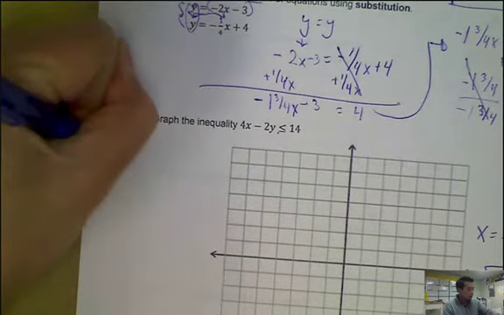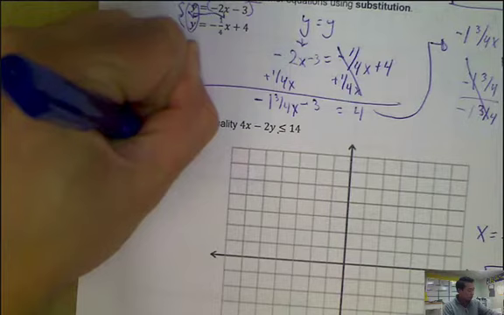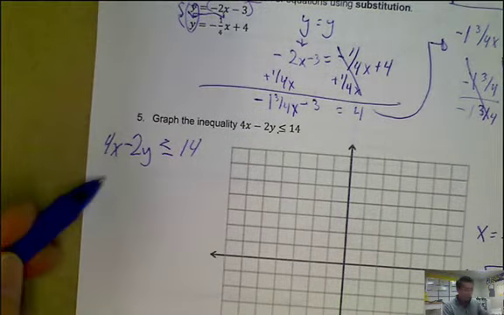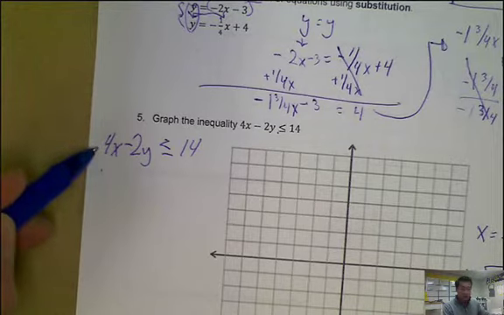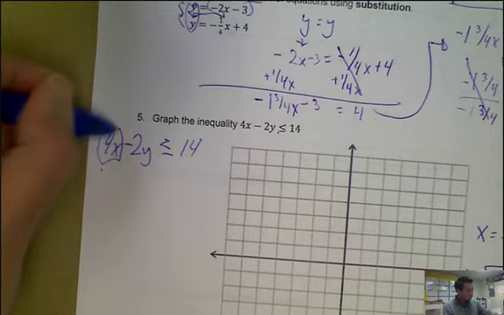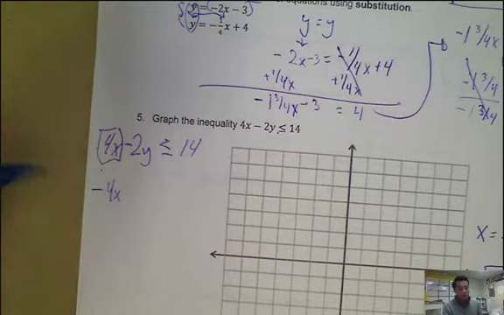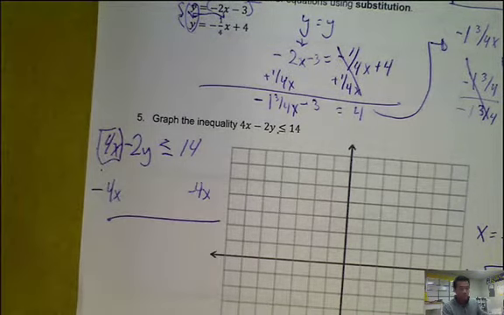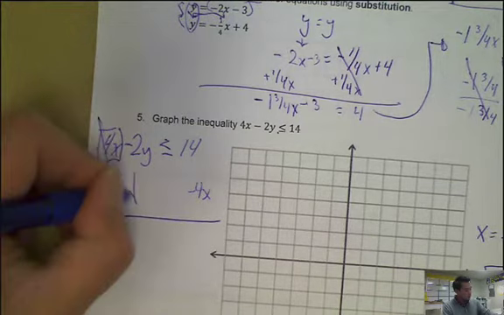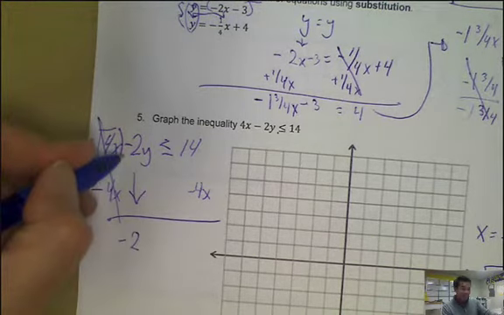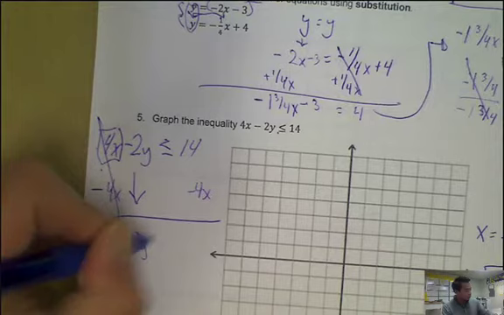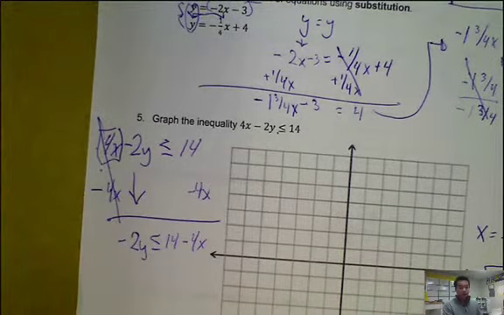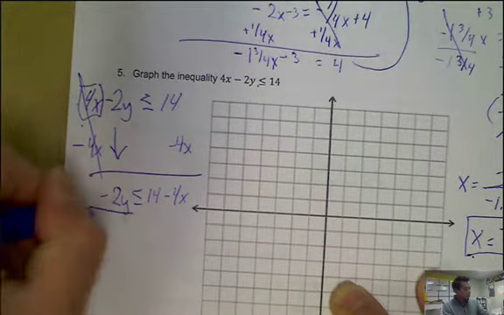So I have 4x minus 2y is less than or equal to 14. I know that this 4x is positive because there's no negative sign in front of it. So in order to move this to the other side, I have to subtract 4x. Bring this down. Some of you forgot the negative symbol. I have negative 2y is less than or equal to 14 minus 4x. To undo this, I would divide both sides by negative 2.